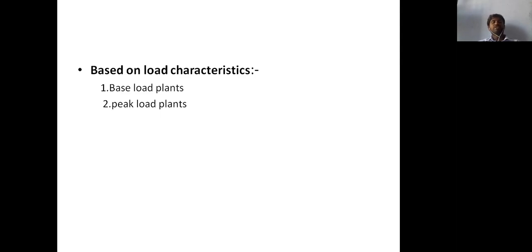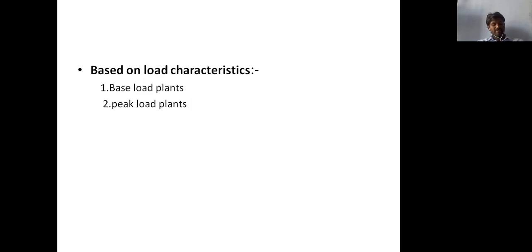These plants continuously supply power to the grid throughout the year. The load factor is high. Examples of base load plants are thermal power plants and nuclear power plants.